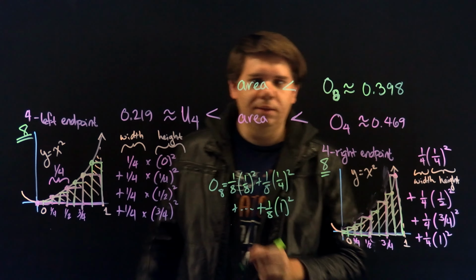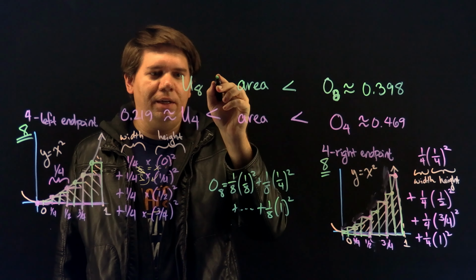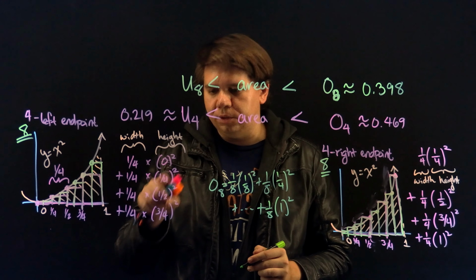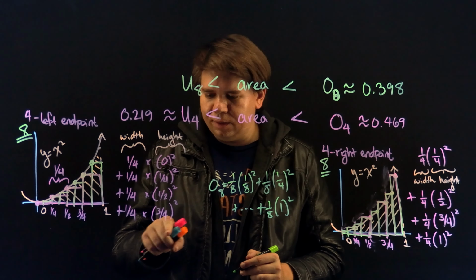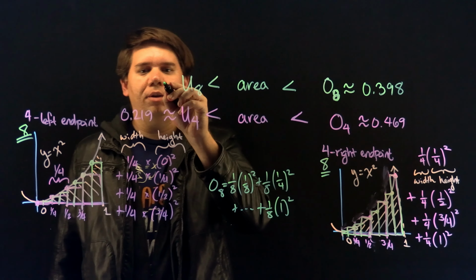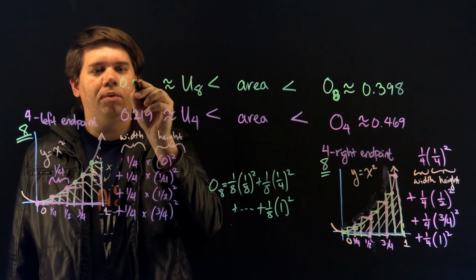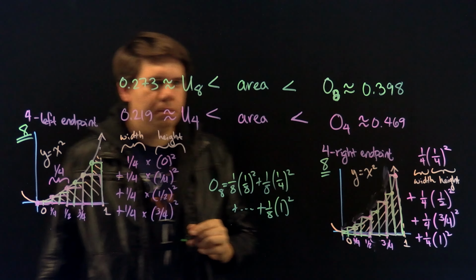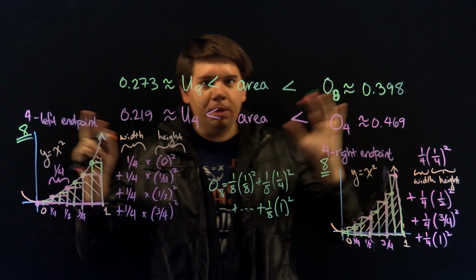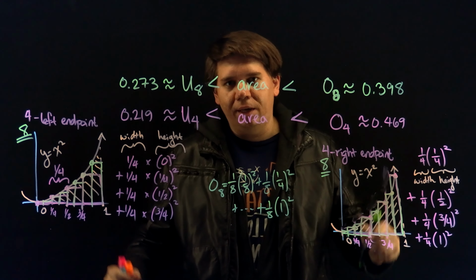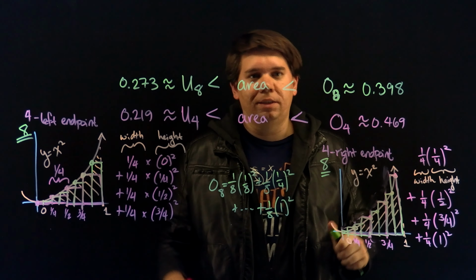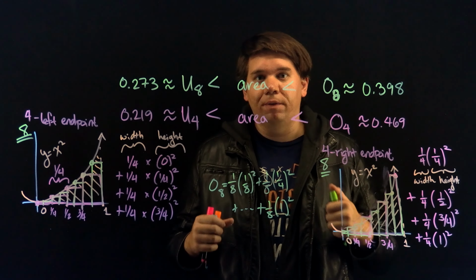I can go and calculate what this underestimate is with 8 rectangles. So instead of 1/4, these are each 1/8. It would be 1/8 times 0 squared plus 1/8 squared plus 2/8 squared, all the way down through 1/8 times 7/8 squared. You sum those all up, and you'll end up with a number that's about 0.273. So by increasing the number of rectangles, the big point we're trying to get here is that by using more and more rectangles, both to get overestimates and underestimates, we're getting better over and underestimates. We're getting better approximations of our area.